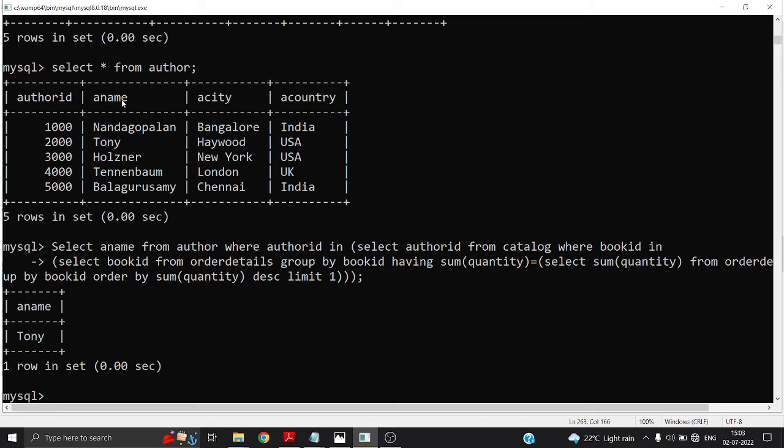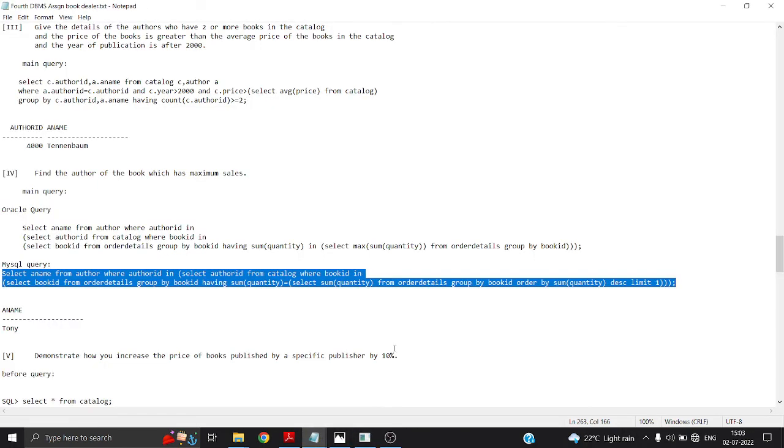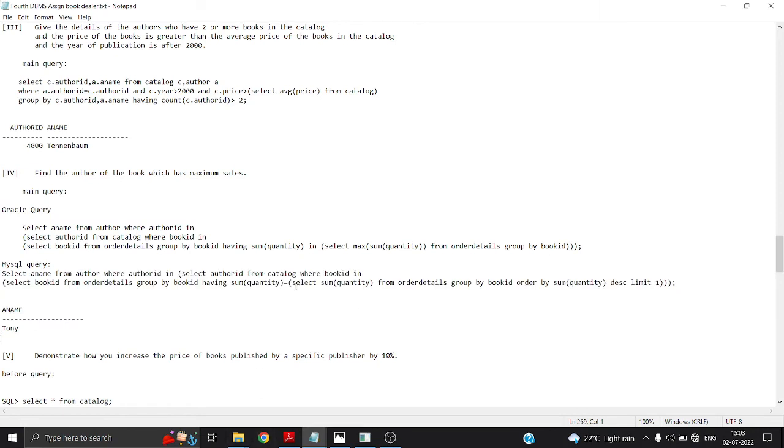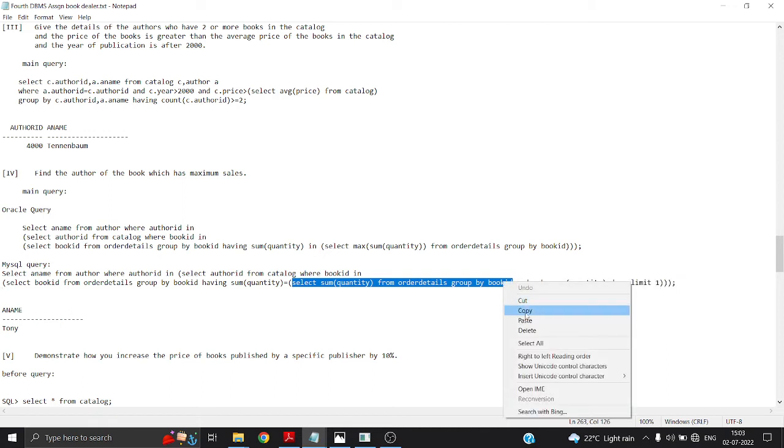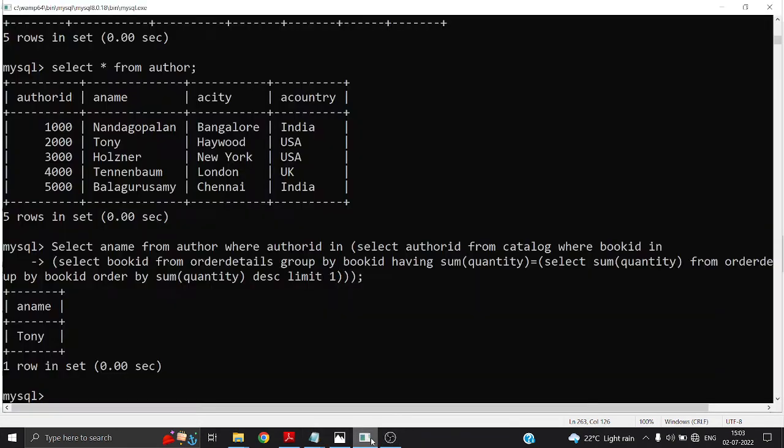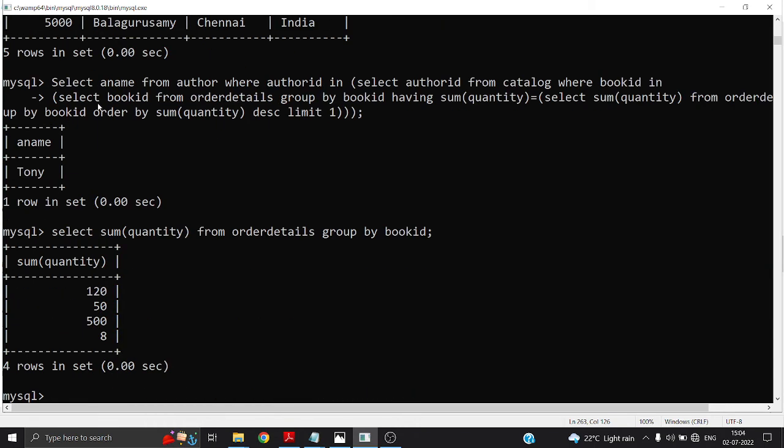The question is how this query works. As we are referring to three different tables' information, I will show you the part by part query output so that you can get to know. I will show you the first one. First we need to understand the sum of quantity. I will show you this part by part query execution so that you can get some basic idea. When you execute this part of the query, you get the information here.